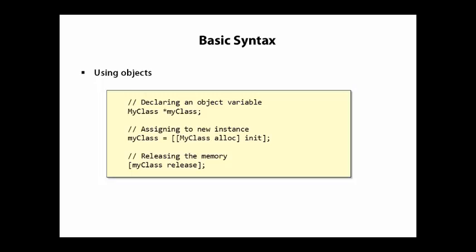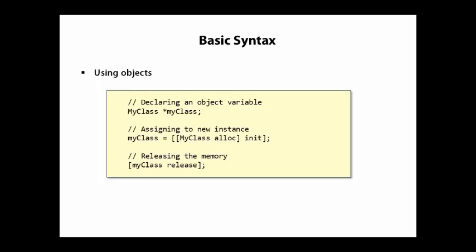So the first thing you can see here is declaring an object variable. You see I have my class, and then I have asterisk my class. And all this is just a pointer reference. If you're familiar with C or C++, you might be familiar with pointers, and it's a little bit of a scary concept, but it's really not that hard, especially in Objective-C. You don't really have to do a lot of strange things with pointers. For the most part, you just have to remember this one point, which is when you declare an object, declare it as a pointer, because a pointer is going to hold a reference to that object.